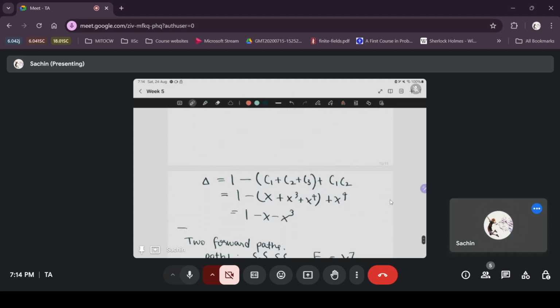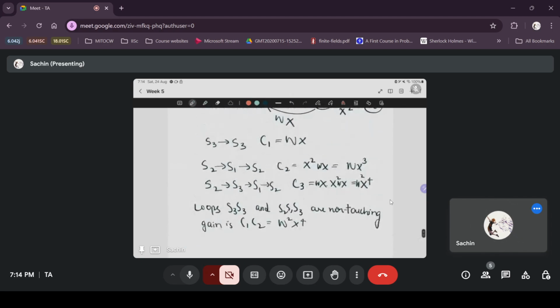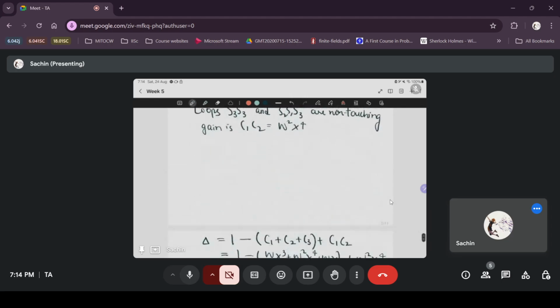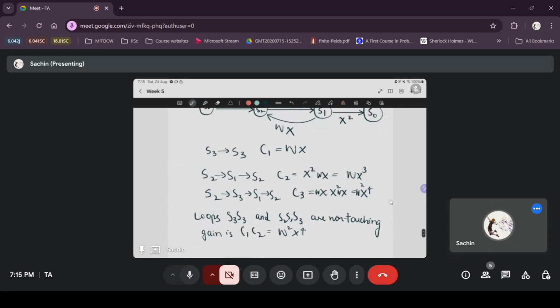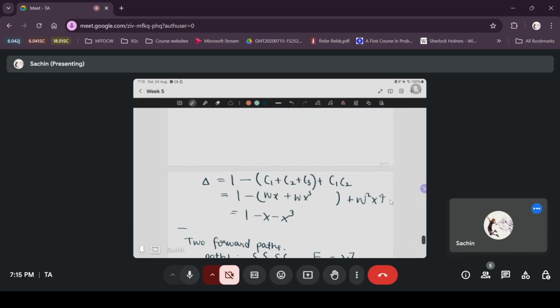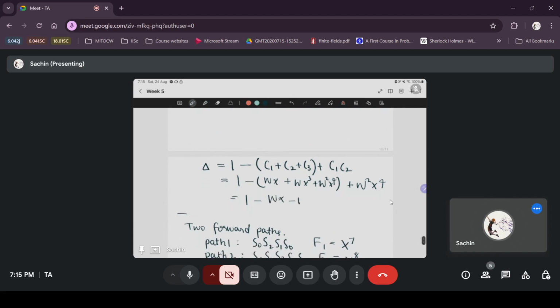Finally, this will be 1 minus Wx cube plus W square x power 4 plus Wx plus W square x power 4. Okay. Wx, C1 is Wx, C2 is Wx cube, C3 is W square x power 4. So this W square x power 4 gets cancelled and you are left with 1 minus Wx minus Wx cube.